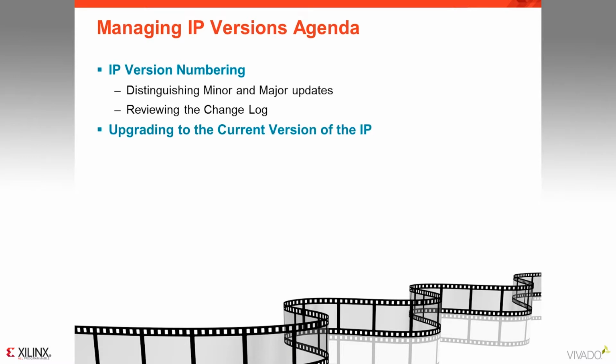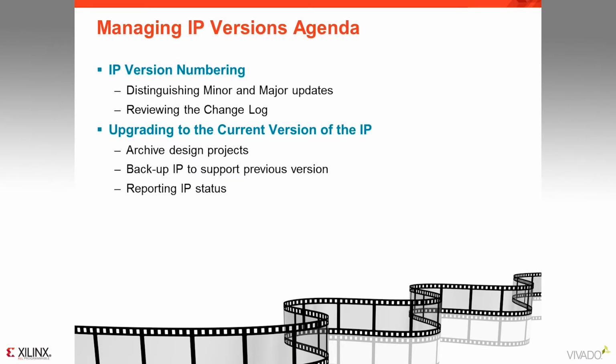We'll then demonstrate the process used to upgrade to the current version of the IP or the Vivado software. This includes archiving design projects in their current version of software and backing up the IP to support those previous versions of software. We'll then report the status of the IP in a design project or manage IP location to help you make upgrade decisions. And then we'll show you how to upgrade the IP and review the upgrade log.